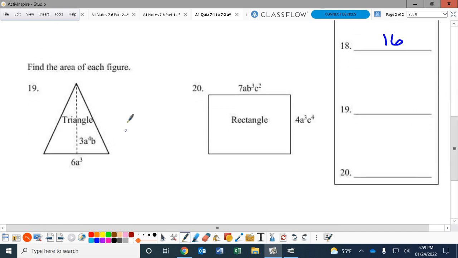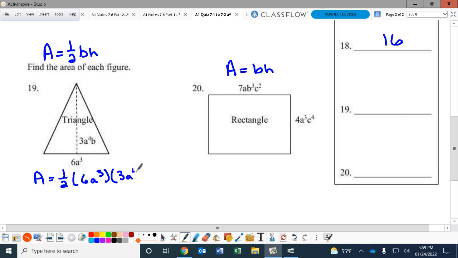So for this last one right here, you're going to be going through and dealing with the area of a triangle, which is area equals 1/2 base times height. This is going to be the area of a rectangle, which is base times height. So this is going to be area equals 1/2 times 6a to the 3rd times 3a to the 4th b. Now I'm going to multiply my numbers out in front. I'm going to multiply these two first. So it's going to be half of 6 would be 3a to the 3rd times 3a to the 4th b.